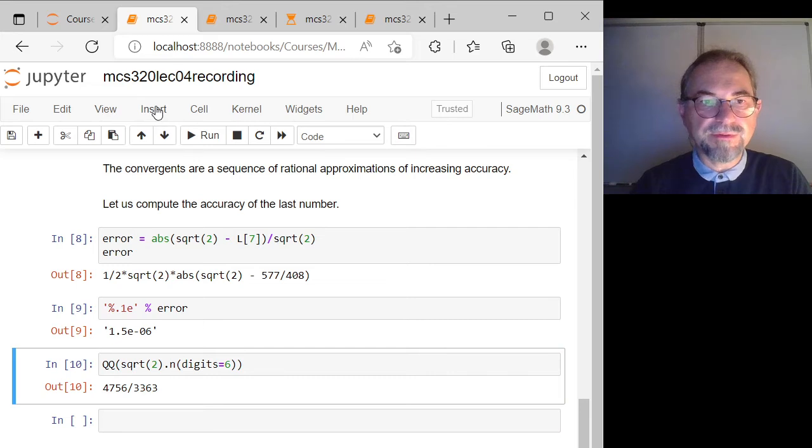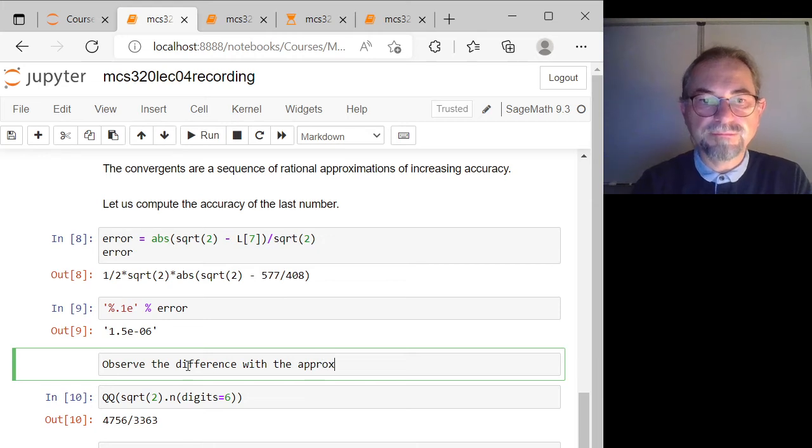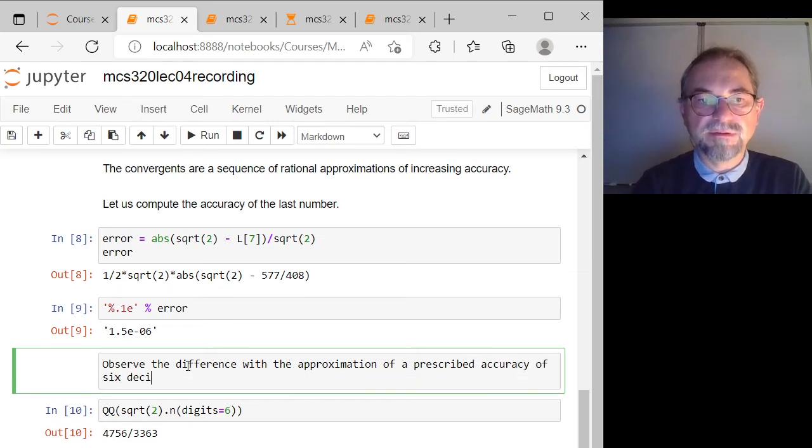So let me document this. This is again a side step. Observe the difference with the approximation of a prescribed accuracy of 6 decimal places.